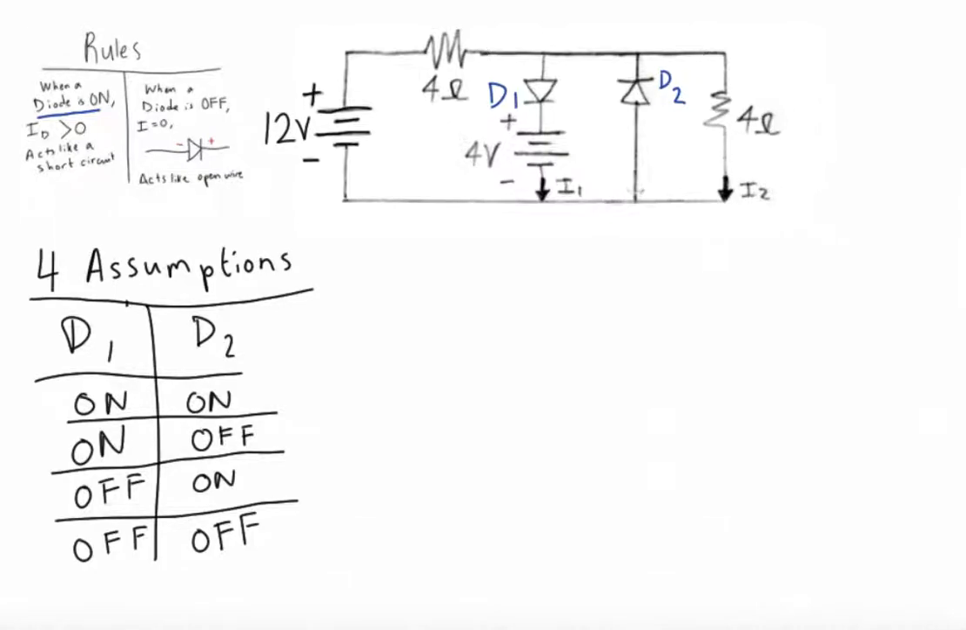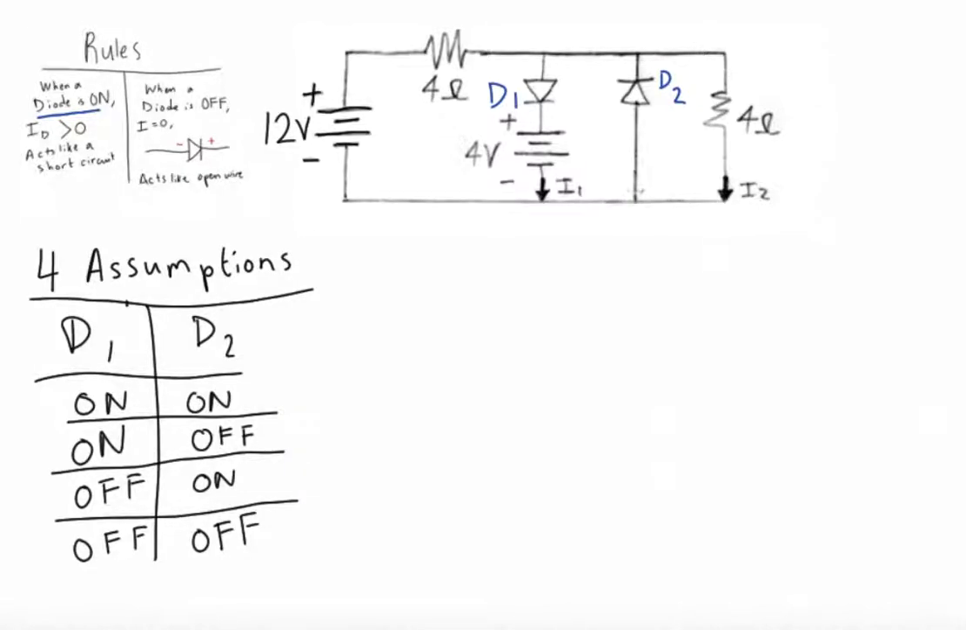Hey everybody, so in this video I'm going to be running an example on a diode circuit, and then eventually we're going to find these currents, I1 and I2. But first, we have to figure out which of these four assumptions is the correct assumption. We're going to have to eliminate three, and end up with one that works.